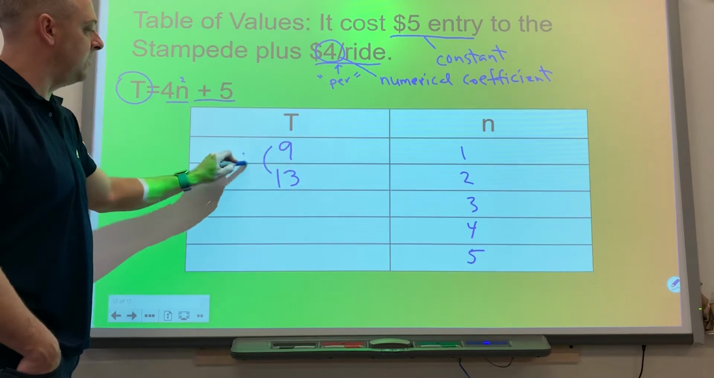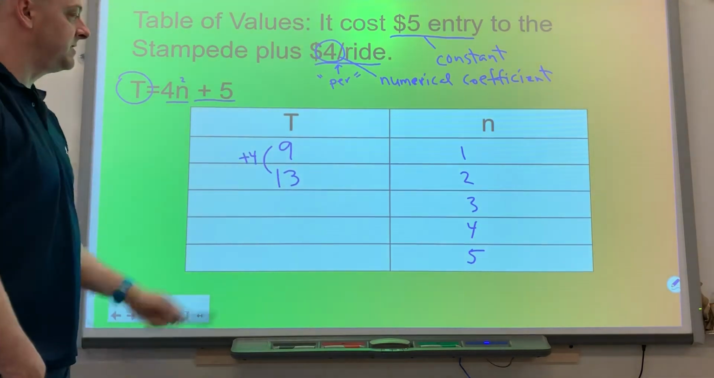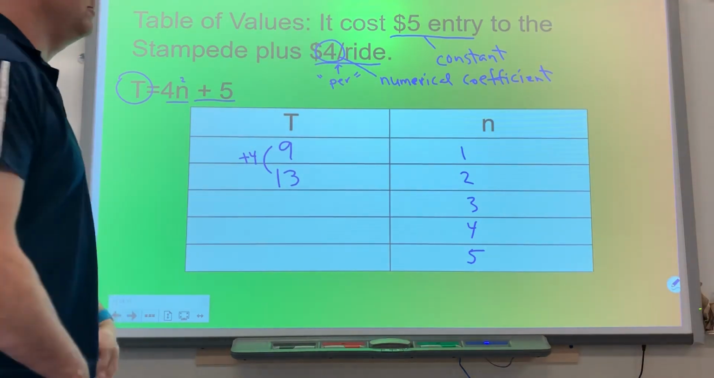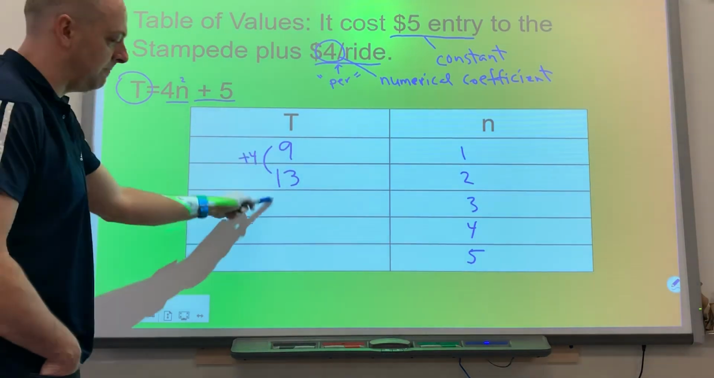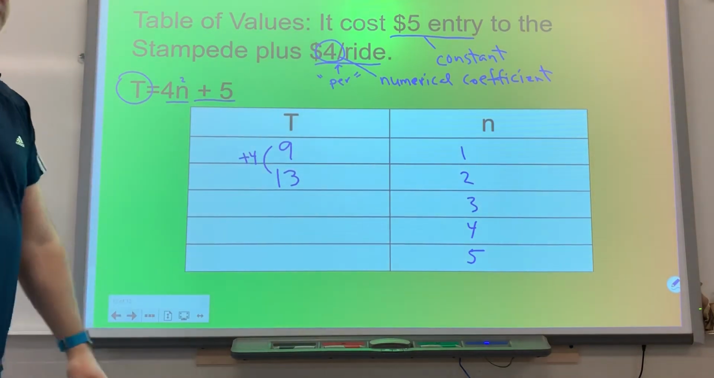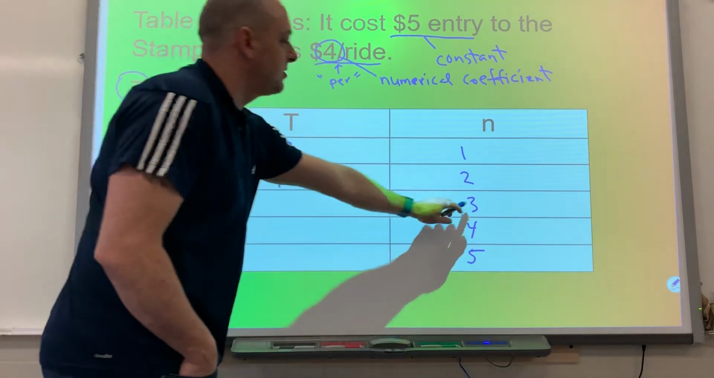We'll notice that this is going up by 4s. And you might notice that it's going up by 4s, and that's also the numerical coefficient. That's pretty common when we're doing these kind of equations. What it's going up by in your output, your end result, is usually what your numerical coefficient is. That's really important. Try a 3 now with it.